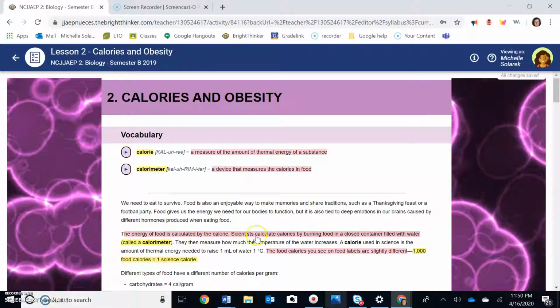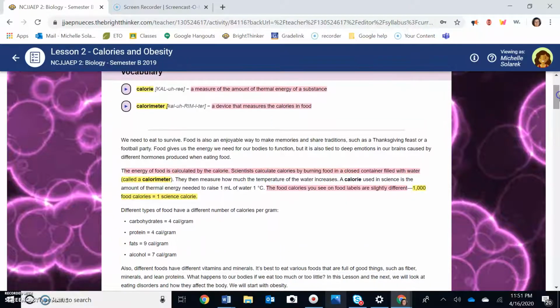So let's look down here. The energy of food is calculated by the calorie. Science calculates calories by burning food in a closed container filled with water called the calorimeter. The food calories you see on food labels are slightly different. Why are they different? Because there are 1,000 food calories to 1 science calorie. So 1,000 to 1.